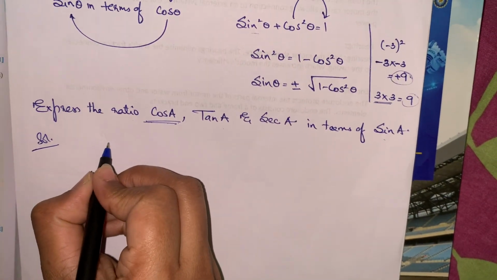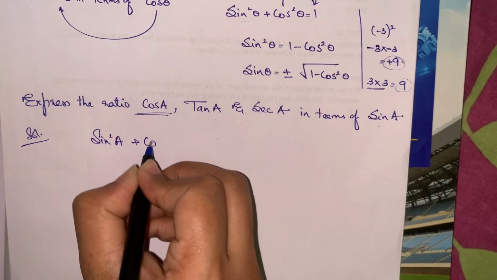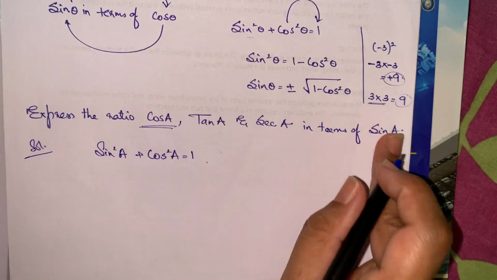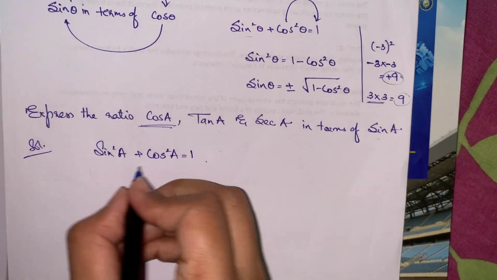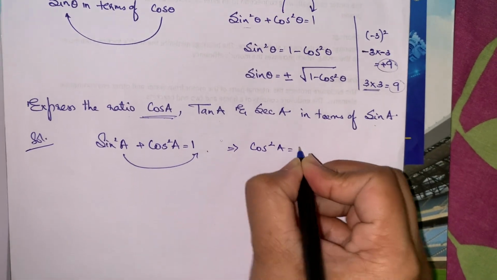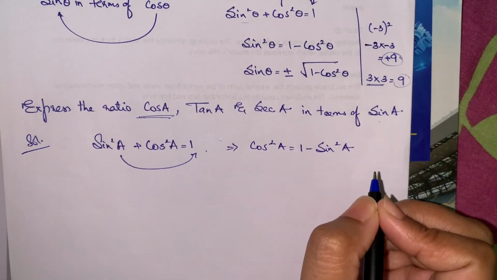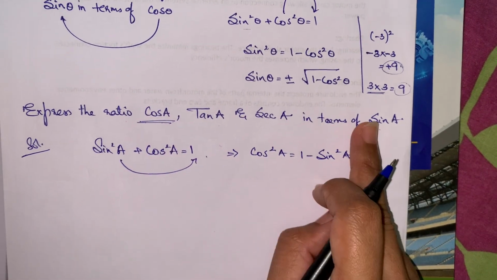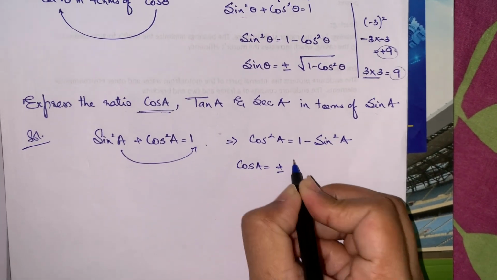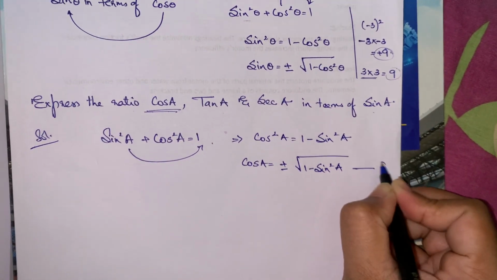What is the identity? Sin square A plus cos square A is equal to 1, I know. Now cos has to be written in sine, so I have to send the sine square towards the other side. It becomes cos square A is equal to 1 minus sine square A. But it is still asking me cos, not cos square. So cos A is equal to plus or minus root of 1 minus sine square A is what I get. This is the first one done.